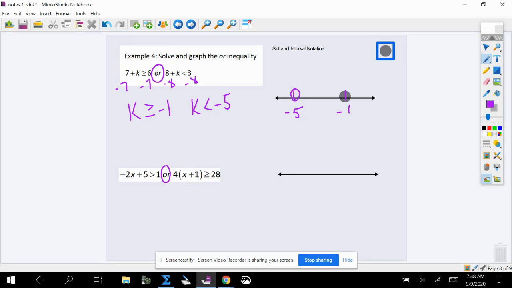And here's how this one looks. We are looking at values that are greater than or equal to -1. So it's going to go to the right of this point, and less than -5. So to the left of this one. The way I like to describe these with students is when you see "or," I want you to think opposite. They're going to be opposite rays going in opposite directions. So your solutions, your values, are anything that is less than -5 or anything that is bigger than or equal to -1. So you kind of have two sections to your answers.